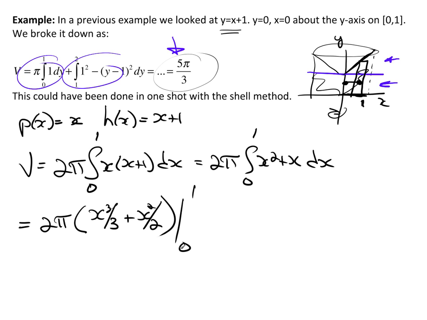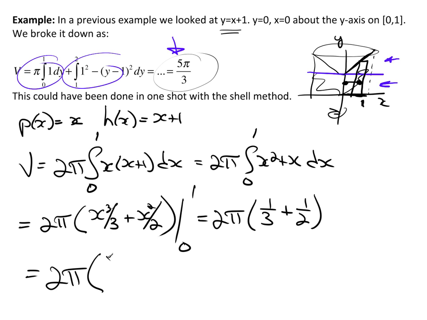The 0 is nice. I like that. So this is going to be 2 pi times 1/3 plus 1/2. So this is going to be 2 pi times, this will be 2 plus 3 over 6. That's 5/6. That'll cancel. That's 3. And so that is 5 pi over 3.